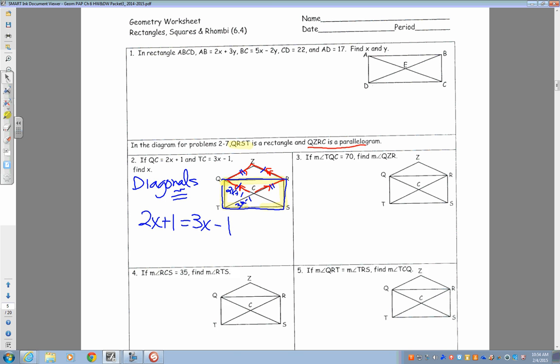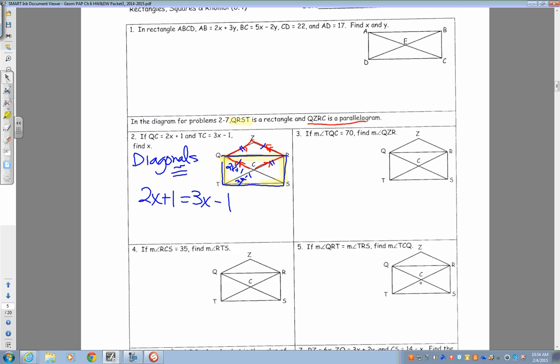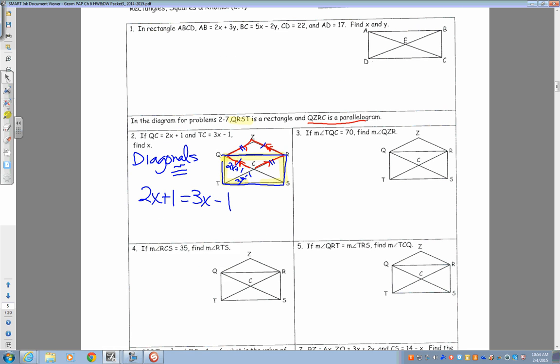So each time on these set of problems, you're going to have a rectangle and a parallelogram. You have to figure out which shape to focus on, start the problem, and use it to find the other missing part. Because on number 3, I know that it's not your homework, but TQC, that's 70, so that means this is 30 for the rectangle. They want us to find QZR. Basically, they want us to find this angle here.